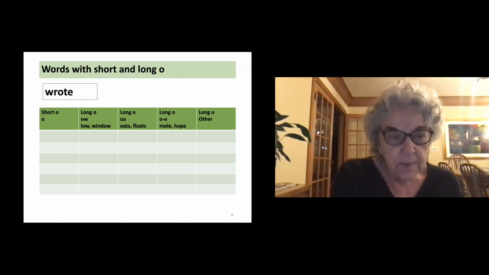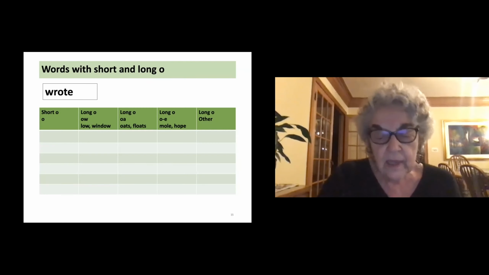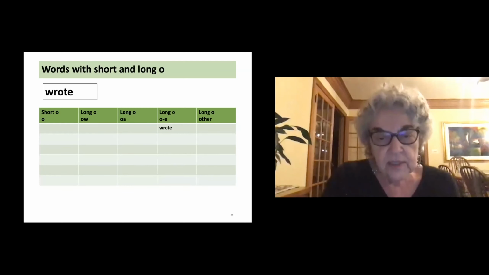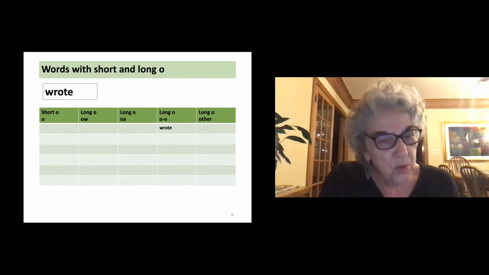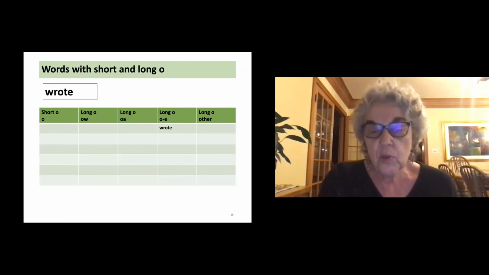Wrote, spell, W-R-O-T-E. Say it, wrote. Now, as quickly as possible, put your finger under the column where the sound O is made. And did you beat me? Okay, that's the whole goal, is to try to get the column before I get there. So once again, the word is wrote.